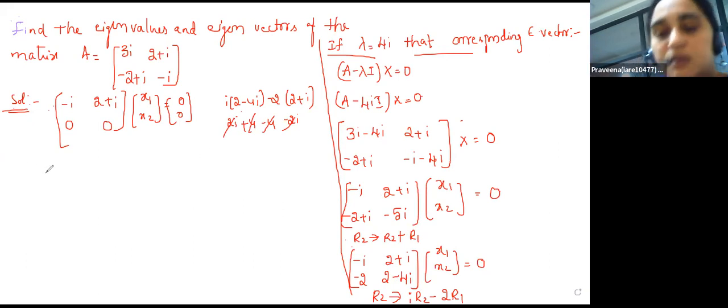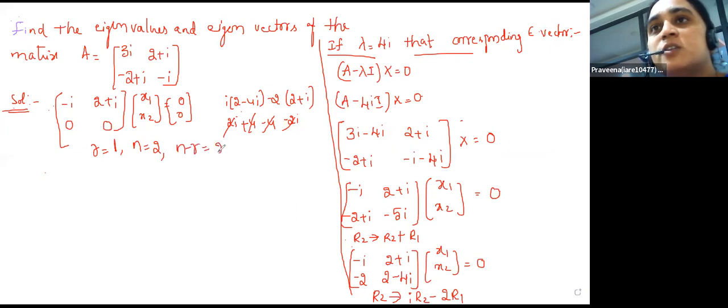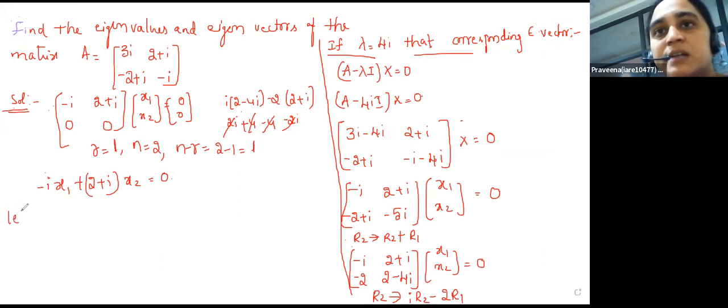Okay, then here number of non-zero rows, how many here? Tell me. r is equal to 1 and number of unknowns are 2, that is n is equal to 2. For that, n minus r is equal to 2 minus 1, that is 1. Okay, let us assume one variable as arbitrary constant. After that, write the matrix in equation form, that is minus i x1 plus (2 plus i) x2 is equal to 0. Let us take, I'll take x2 as k. x2 is k, then minus i into, substitute in the above equation.